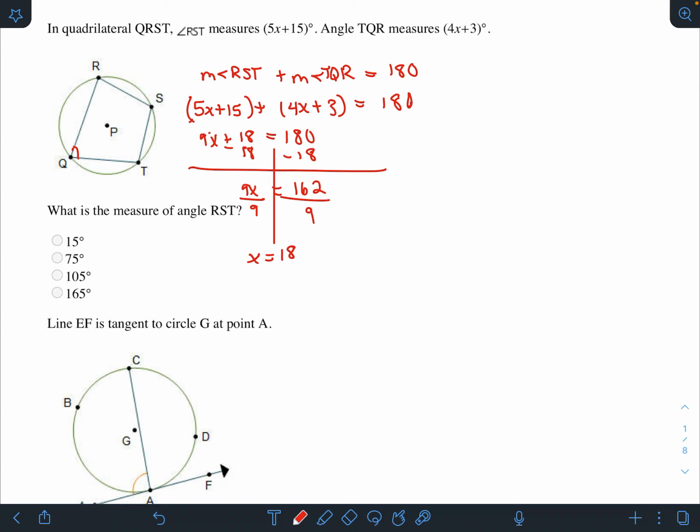It asks, what is the measure of angle RST? So we're going to take this value of x and plug it in for 5x plus 15. So the measure of RST is equal to 5 times 18 plus 15. 5 times 18 is 90 plus 15 is 105 degrees.